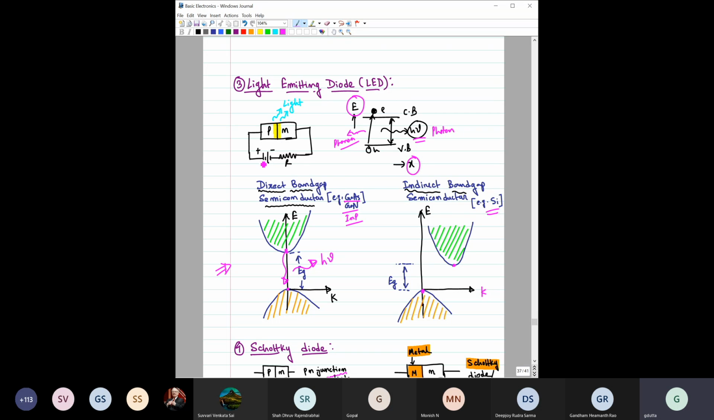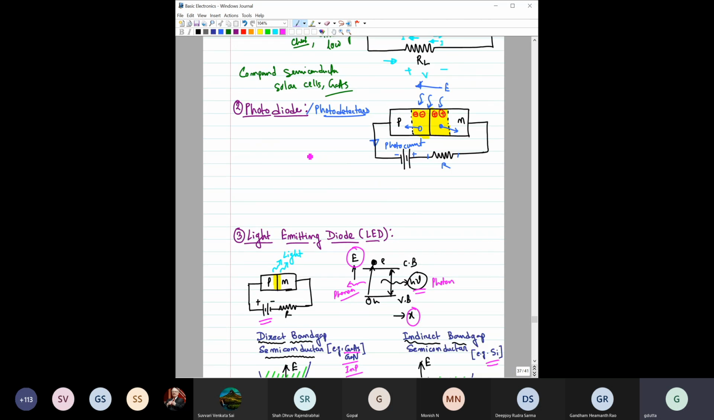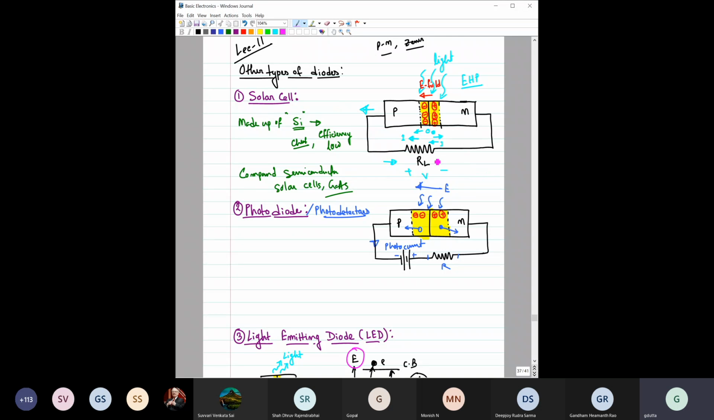Also remember that for LEDs to emit light, they have to be forward biased. Whereas for the other two, you have seen that in a solar cell no voltage is applied across it, and a photodetector is operated in reverse bias.